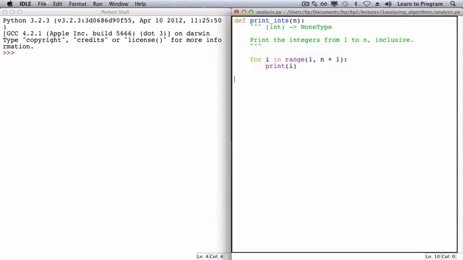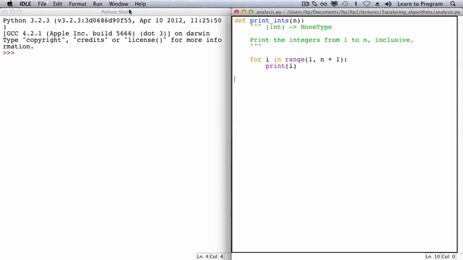To analyze our algorithms, we're not going to measure them by timing them. Instead, we're going to read the code and look at the number of steps that they'll take for a particular input size. For example, in this lecture, we're going to write several functions that print integers, and we're going to focus on how many times the print function is called in each of our functions. The first function that we'll analyze is print_ints. This function prints the integers from 1 up to n inclusive.